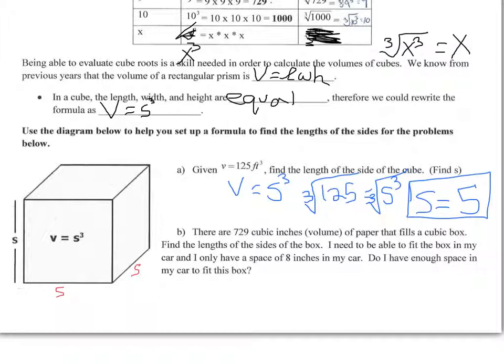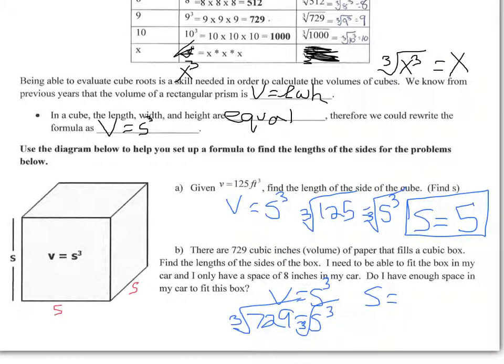So, I'll start out with my formula. Volume equals S cubed. 729 equals S cubed. To solve for S, we take the cube root. And either look above or type it in your calculator. The cube root of 729 is equal to 9. And it's 9 inches. I only have 8 inches in my car. So do I have enough space? The answer is no. Always make sure you go back and answer the question. Alright, so that way you can get full credit on the problem. At this point, just show me tomorrow that this is completed and you'll get your full credit.